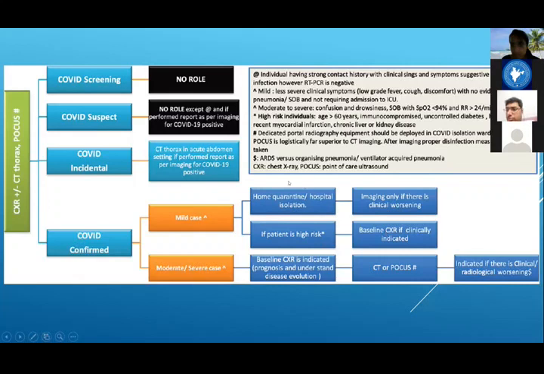Otherwise, no. And this is the real indication, that is COVID confirmed with moderate or severe case, we should take a baseline chest X-ray. That is the mainstay of imaging. And then we can decide upon the CT or the POCUS.